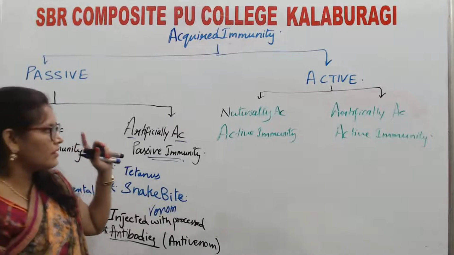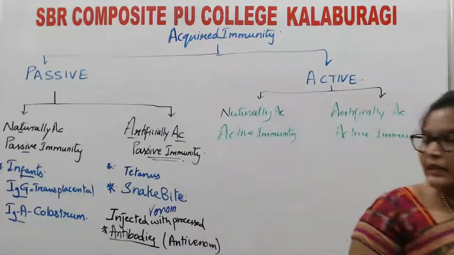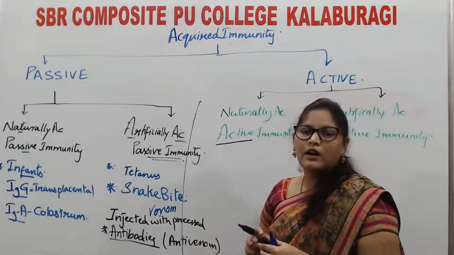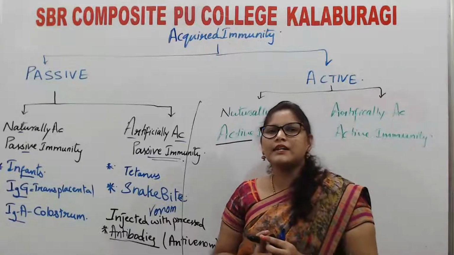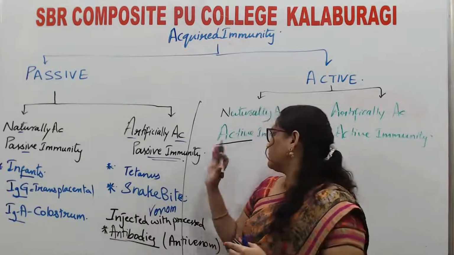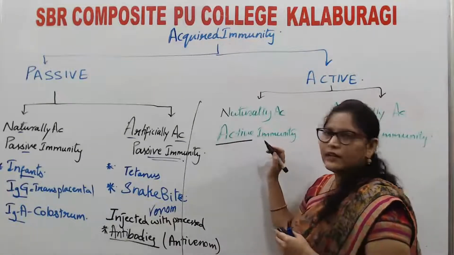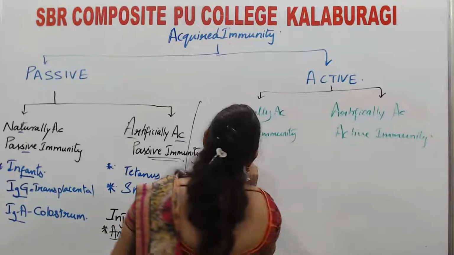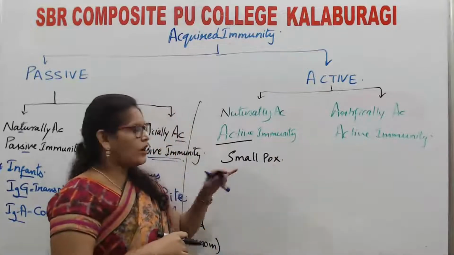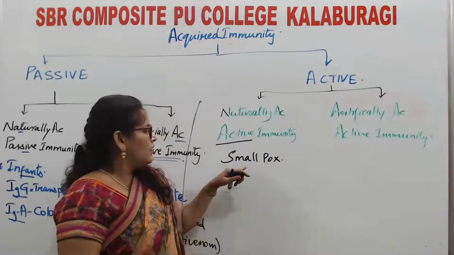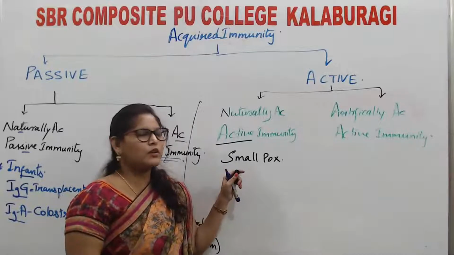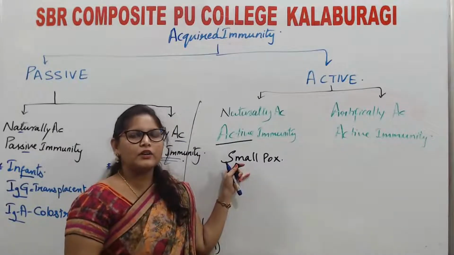Is that clear? Now, naturally acquired active immunity. So what I said, active immunity means who is involved? Our own immune system, T lymphocytes and B lymphocytes, are involved in the production of antibodies and in destroying the pathogen. So naturally acquired active immunity means, say for example, a person got affected with smallpox. If the same smallpox virus affects that person again, for the subsequent encounter he will not get the disease.